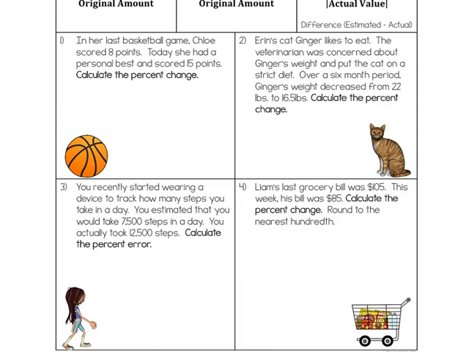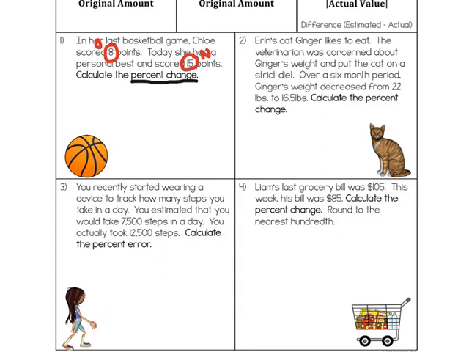It says, in her last basketball game, Chloe scored 8 points. Today, she had a personal best and scored 15 points. Calculate the percent change. Okay, so that means that her last basketball game was the original game. That was the first game because she played it first. So this is the original. I'm going to make my pen red. This is the original. I'm going to put an O there. And 15 is going to be the new, because that's the one she did the most recent. So that's the newest, okay? The original is going to be the oldest one.